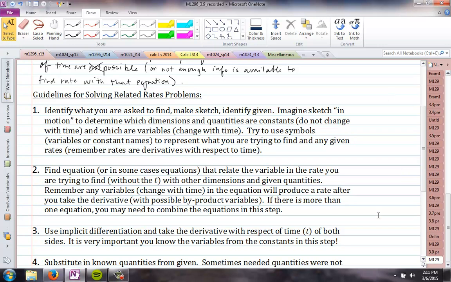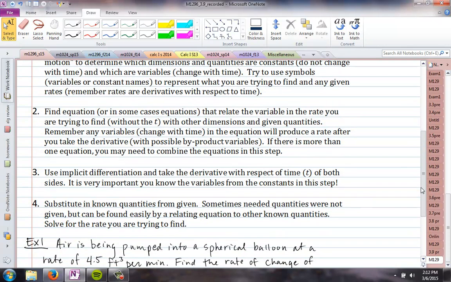Second guideline is to find an equation, or in some cases equations, that relate the variable in the rate you are trying to find, without the t in the rate part, with other dimensions and given quantities. Remember, any variables that change with time in the equation will reproduce a rate after you take the derivative, with possibly a byproduct of that variable. And so if there's more than one equation, you need to combine the equations in this step to reduce it to the variables that change with time and that the rate is accounted for.